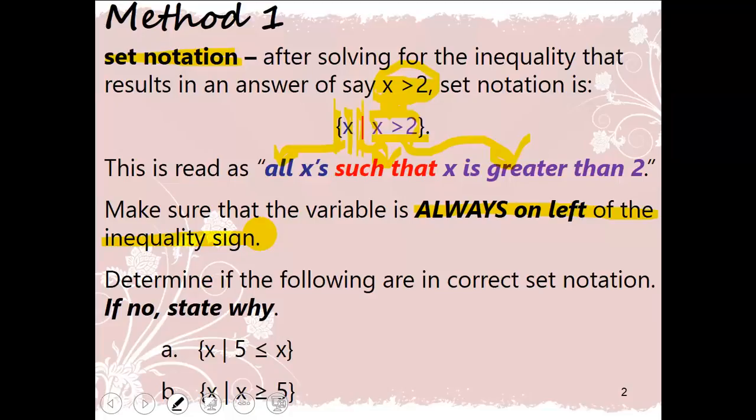All right, so let's determine if these A and B are in correct set notation form, and if it isn't, we're going to state why. So A reads all x's such that 5 is less than or equal to x. Is that in correct set notation? No. How come? Let me use a pen.